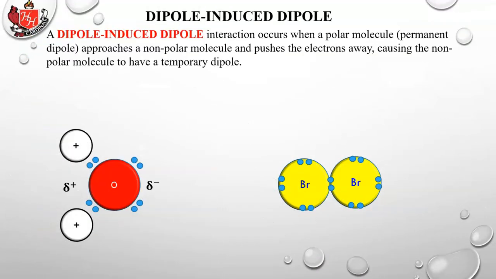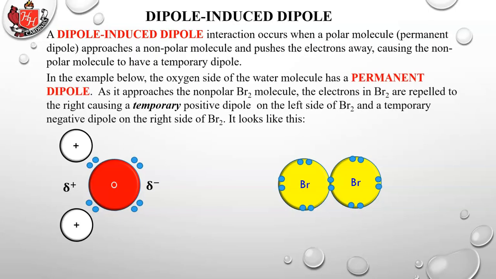Finally, here's the 5th type of intermolecular force. It's called a dipole-induced dipole interaction, and it occurs when a polar molecule, permanent dipole, that's like water, approaches a nonpolar molecule, such as Br2, a bromine molecule, and pushes the electrons away, causing the nonpolar molecule to have a temporary dipole, similar to a London dispersion force. So let's go ahead and see that.